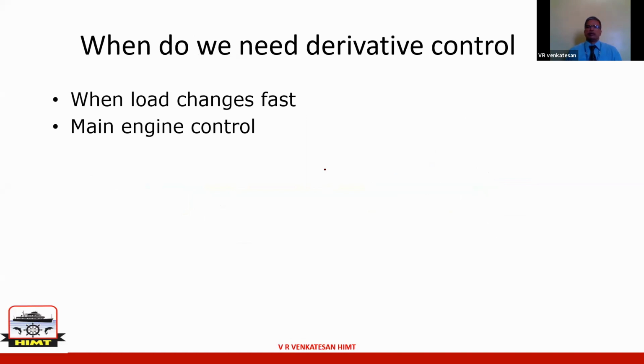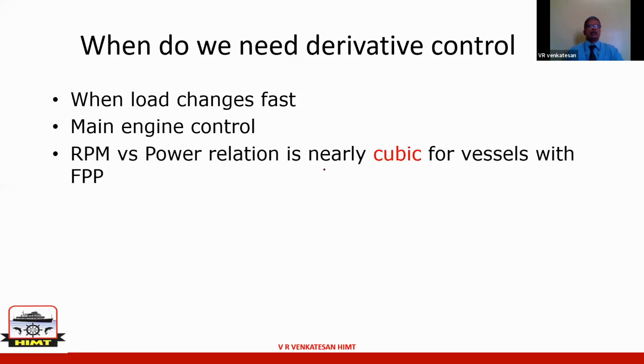The main engine is an important example, where all the kinds of controls relating to the main engine are such that when the RPM of the main engine increases, the relation is nearly a cubic relation. The relation between RPM and power. What is the meaning of this? And why is it like this?